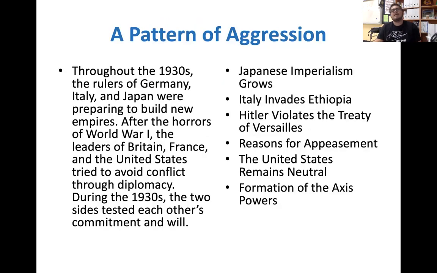A pattern of aggression. Throughout the 1930s, the rulers of Germany, Italy, and Japan were preparing to build new empires. After the horrors of World War I, the leaders of Britain, France, and the United States tried to avoid conflict through diplomacy. During the 1930s, the two sides tested each other's commitment and will.